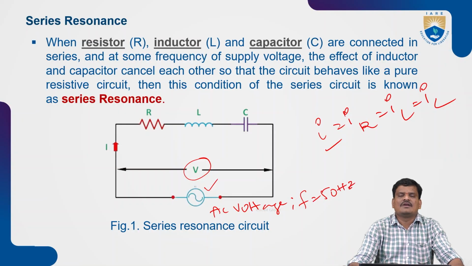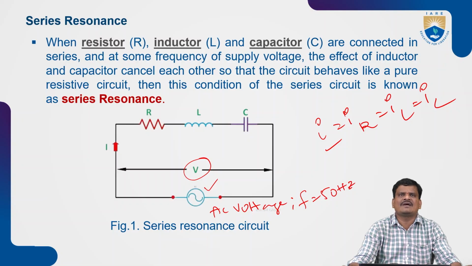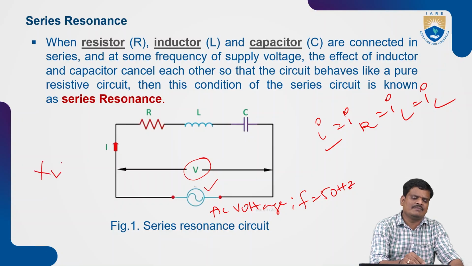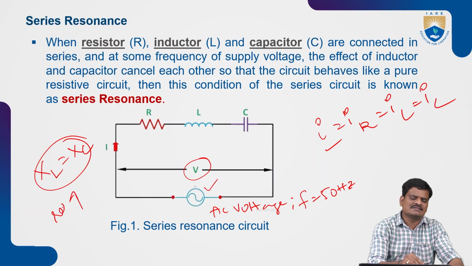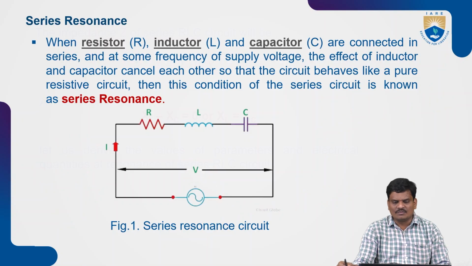Now we are taking this particular circuit, we are trying to evaluate the resonance condition for this, and we are trying to calculate the value of the resonance frequency. When a resistor, inductor and capacitor are connected in series at some frequency of a supply voltage, the effect of inductor and capacitor, that is XL, will be equal to XC. This condition is called resonance. As it occurs in a series circuit, this concept is considered as series resonance. Now we will move to the next topic.